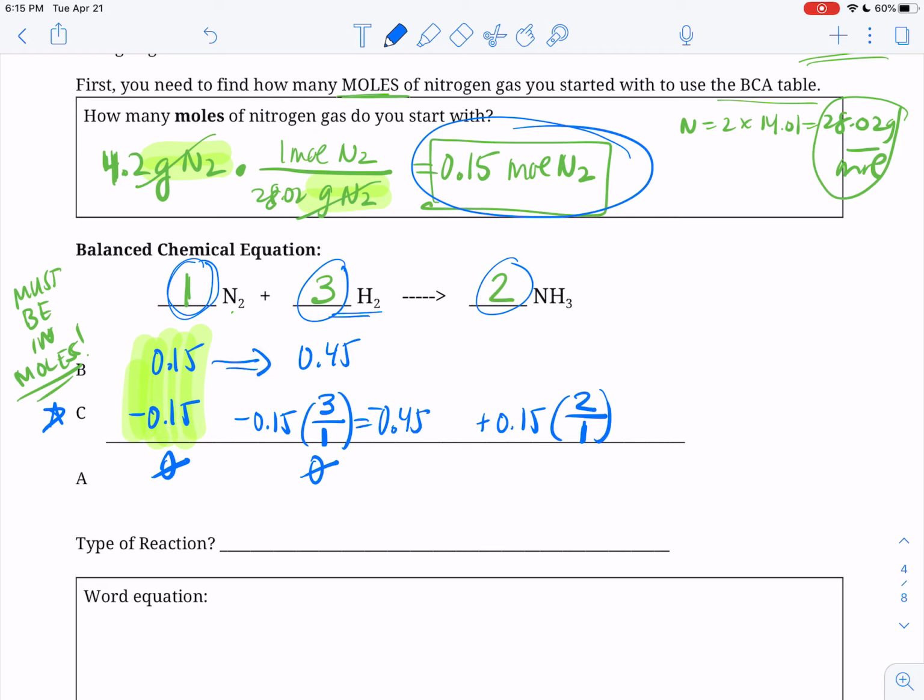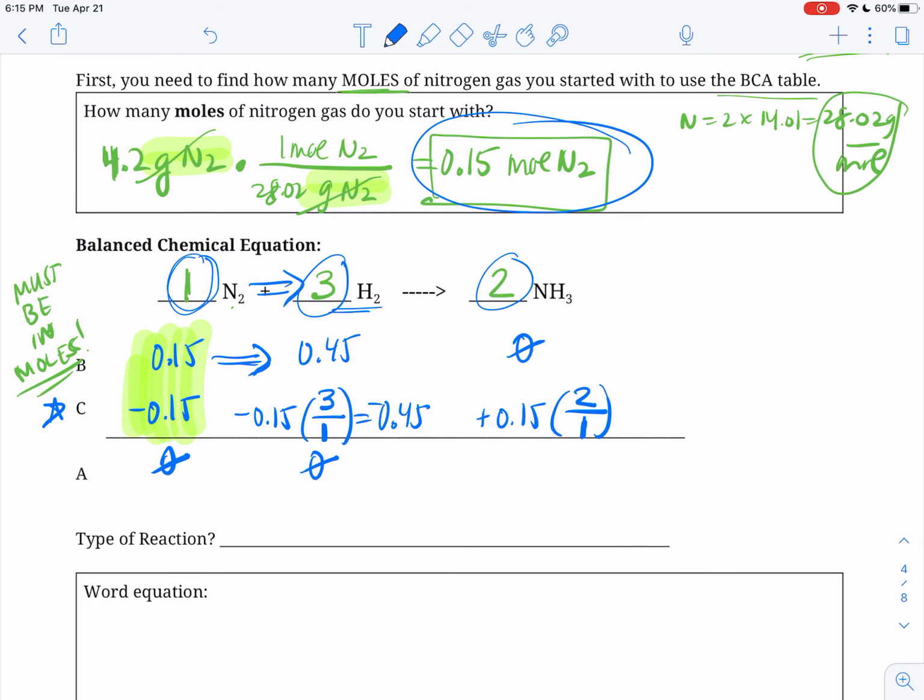Notice how this is tripled? This is tripled, this is tripled. For the product, I'm not going to start with anything, but I'm going to add 0.15 times 2, so I'm going to add 0.30, and I'm going to get 0.30, which again is double what I started with, because these coefficients are 1 to 2. Type of reaction, hopefully you recognize this as synthesis.